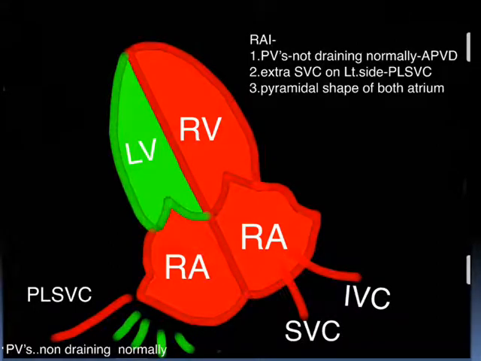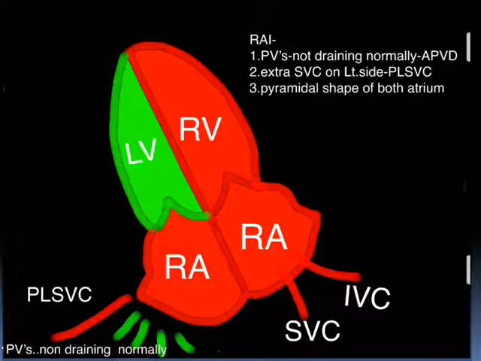Now we will discuss right atrial isomerism. In right atrial isomerism, there is dominance of the right side. Hence, the left atrium is replaced by right atrium. So there is absence of left atrium. The connections to the left atrium, which is replaced by right atrium, are absent. All pulmonary veins do not drain into the left atrium. Therefore, there is anomalous pulmonary venous drainage. This occurs because of absence of left atrium.